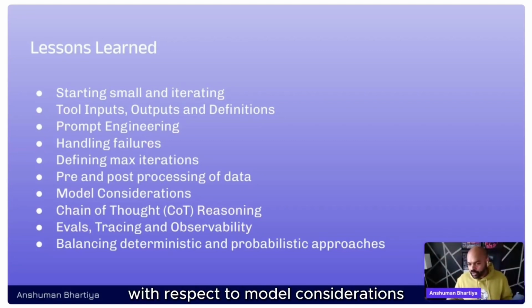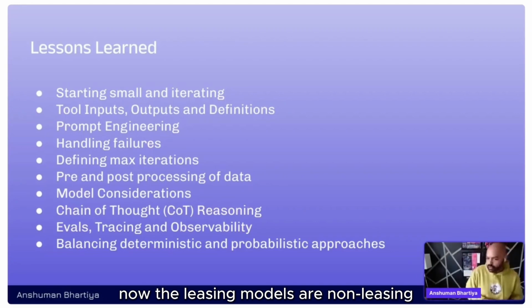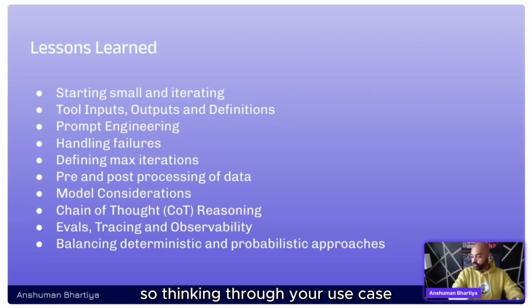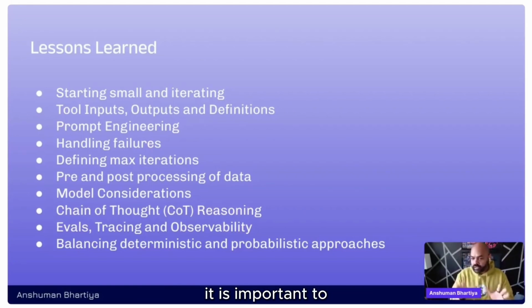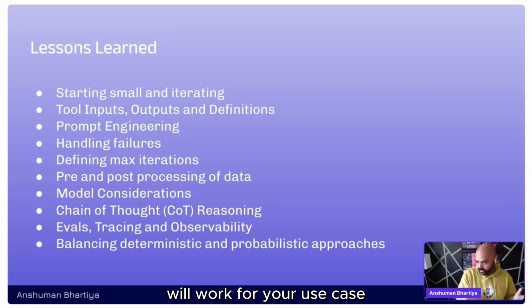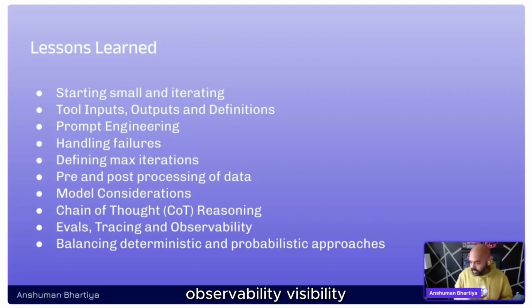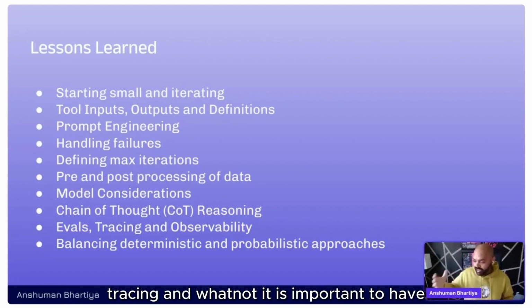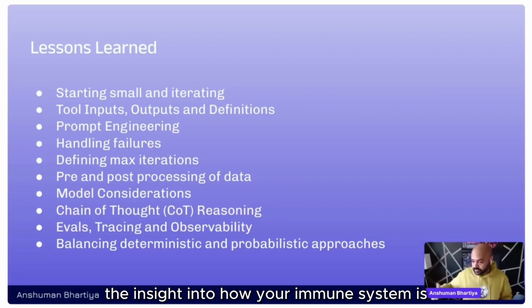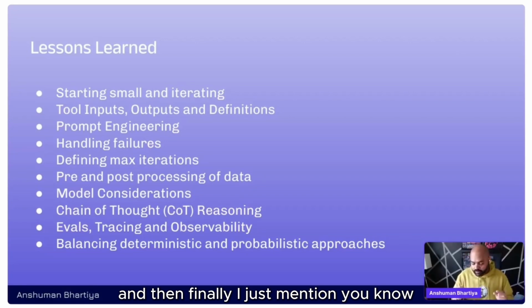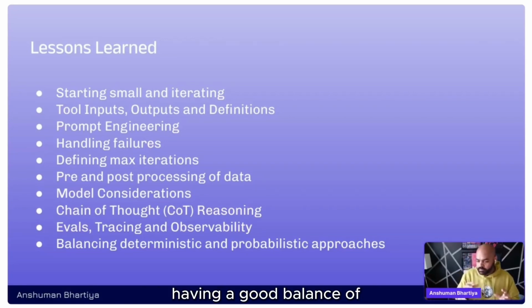With respect to model considerations, I already mentioned this: reasoning models, non-reasoning models. There are a few models that are good at coding or creating code on the fly. So thinking through your use case, what you're trying to build, it is important to remember which model will work for it. Thought reasoning is again, if you want to build better observability, visibility, tracing and whatnot, it's important to have insight into how your reasoning system is thinking through, and then identify where this thought process needs to improve.